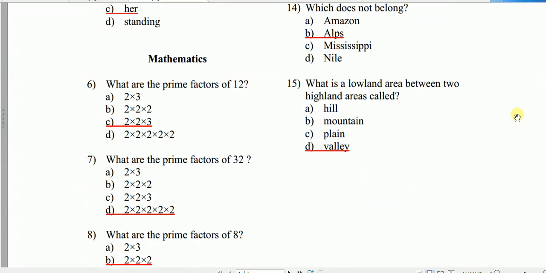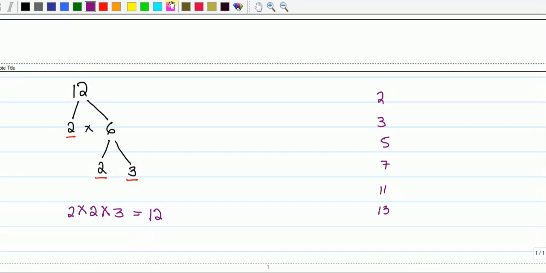Mathematics. What are the prime factors of 12? So let us look at 12, and in order to understand the prime factors, we need to know what prime numbers are. Now, a prime number is a number that has only two factors, only one and itself. So let's look at 2. The only two numbers that can go into 2 are 1 and 2. The only two numbers that can go into 3 are 1 and 3. The only two numbers that can go into 5 are 1 and 5, and so on and so forth.